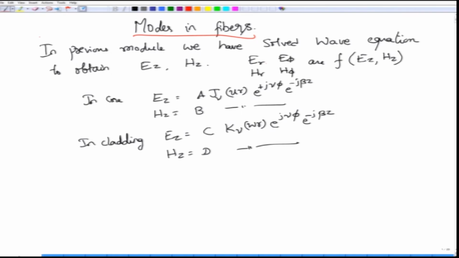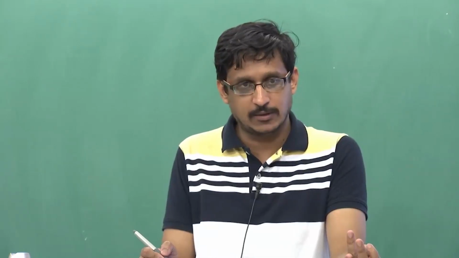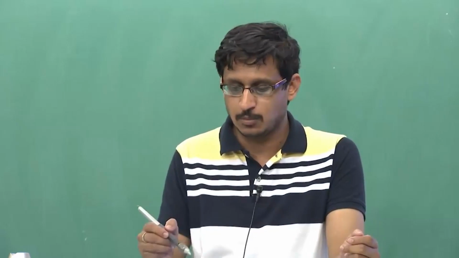We know that E_r and E_phi, H_r and H_phi are functions of E_z and H_z, and in the core we see that E_z as a function of r will be a Bessel function of the order nu. Nu is an integer in this case. U and W are positive constants which are related to the k vector and the propagation constant beta, as we have discussed in the previous module.